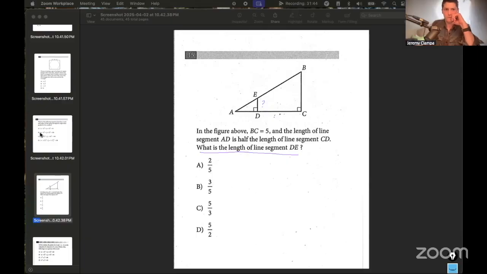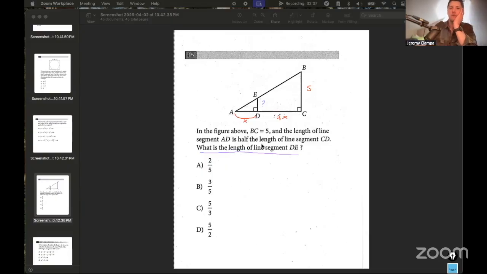We'll fill in the rest of the information. BC is 5, and AD here is half the length of CD. Okay, so if I called CD, for instance, 2x, then I could call this x, right? AD is half as long as CD. It's worth avoiding fractions, perhaps, when you do this.